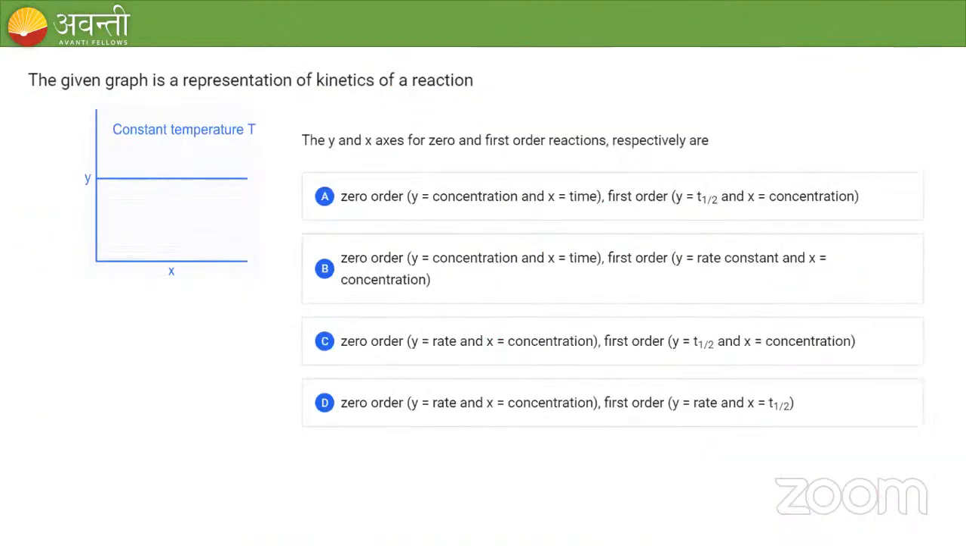The given graph is a representation of kinetics of the reaction. So the y and x axis for zero and first order reactions respectively are. The four options are given to you. In all the four options, the first part is with respect to zero order and the second part is with respect to first order. So find out the correct option. Think of the concepts we have studied for zero order and first order. Find out the x-axis and y-axis for each order.